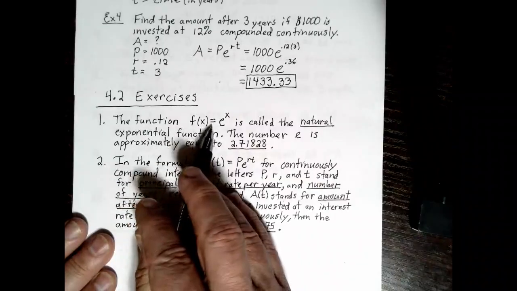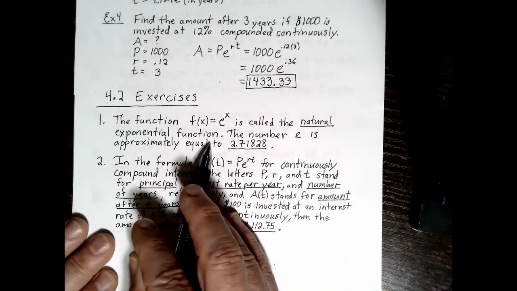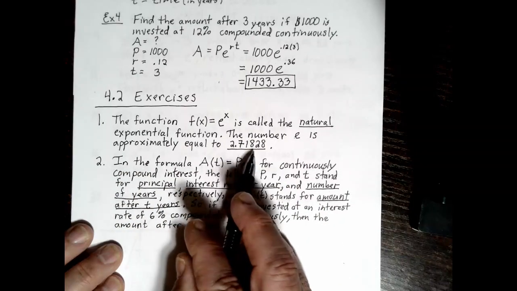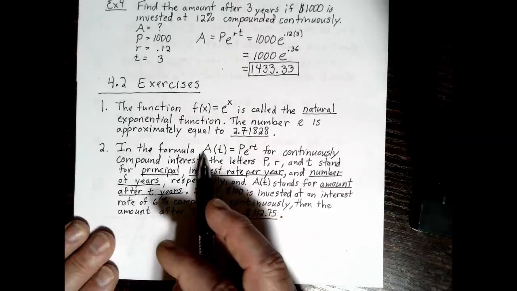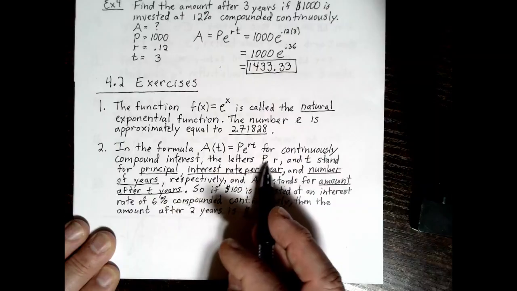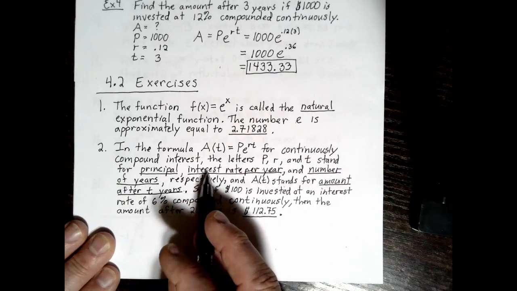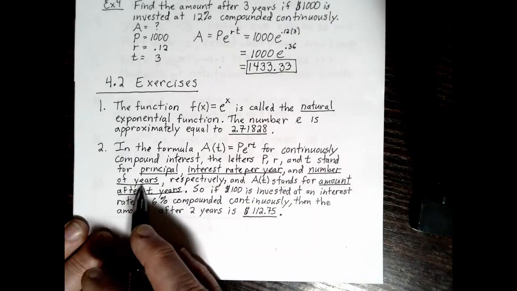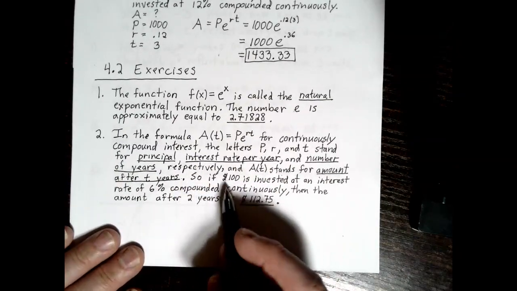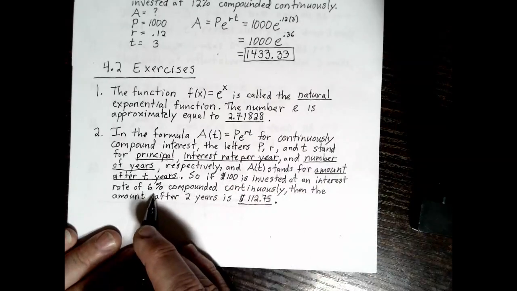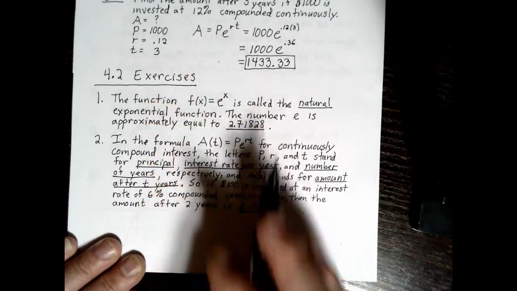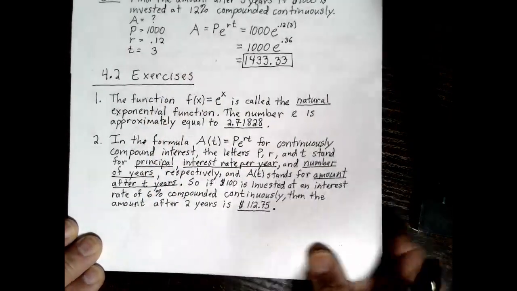So the function e to the x is called the natural exponential function. The number e is approximately equal to 2.71828. In the formula A equals P e to the rt for continuously compounded interest, the letters P, r, and t stand for principal, interest rate per year, and number of years. And A of t is the amount after t years. So if $100 is invested at 6%, compounded continuously, you plug all that into this formula here, and you get $112.75.